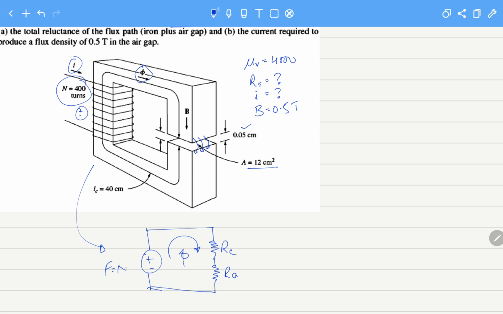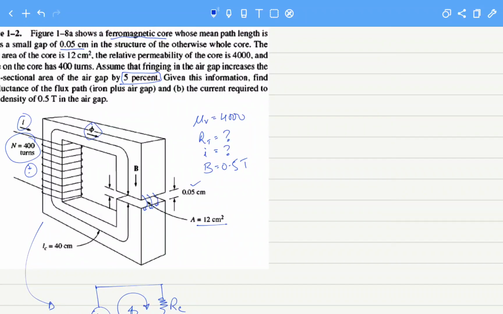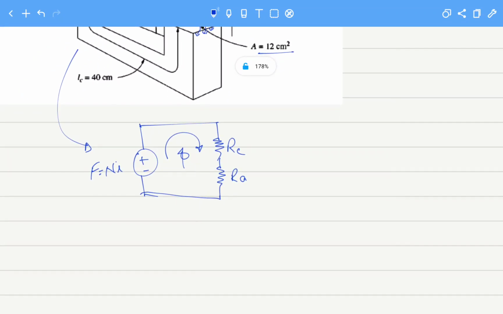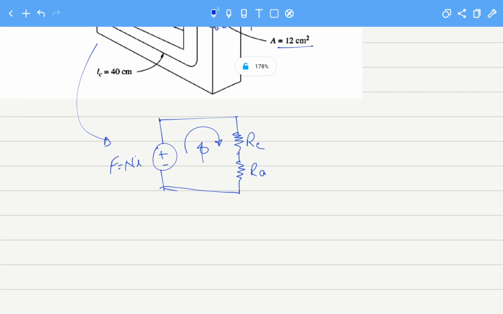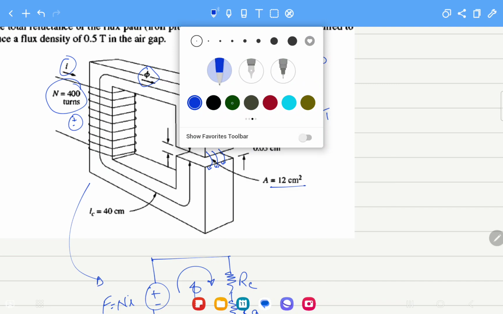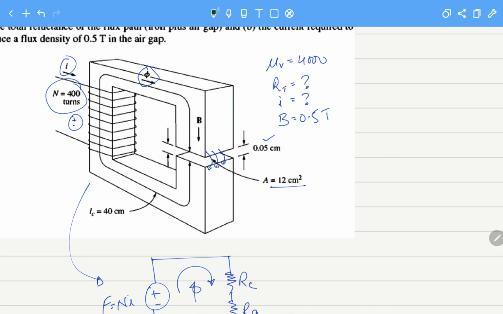Here the force is F equals Ni. N we know, but I we don't know. So how to solve this? The first part says that we have to calculate the total reluctance of the core. So let's change the color to calculate the reluctance. First we calculate RC.